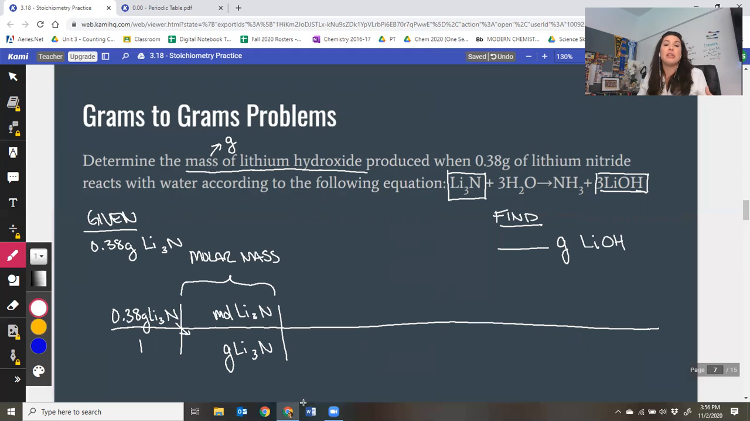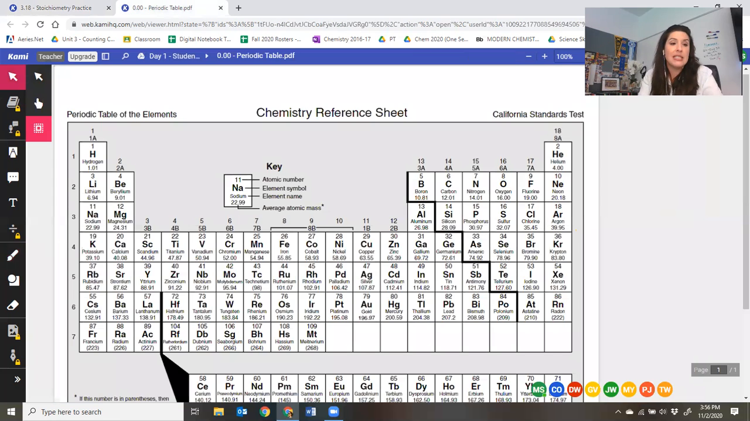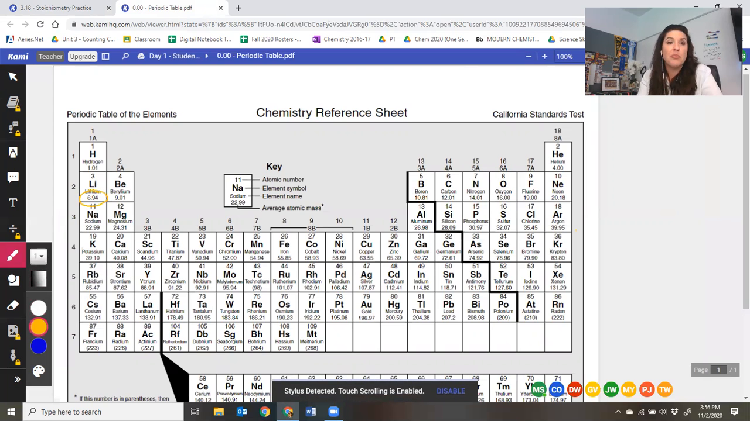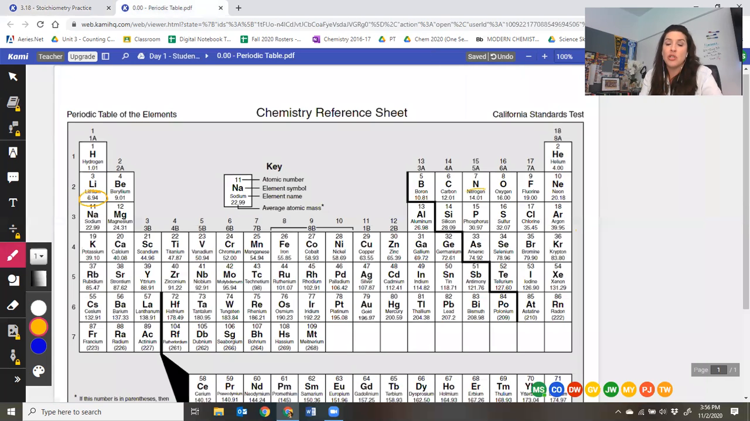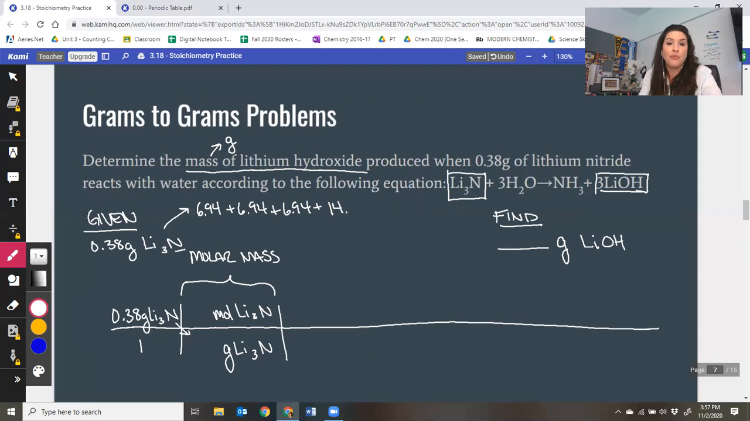Molar mass just has to be calculated based on the periodic table. So let's see, we have 3 lithiums and 1 nitrogen. Looking at the periodic table, I see that lithium has a molar mass of 6.94. So I'll go 6.94 plus 6.94. Remember, I have 3 atoms, plus 6.94 plus, and now we're going to do the nitrogen. Nitrogen has a molar mass of 14.01, so I'll add that in as well.